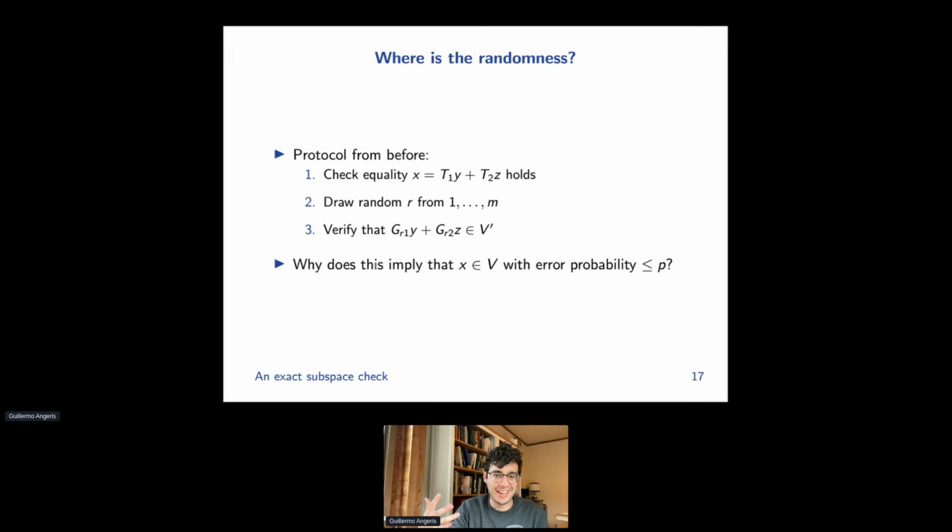So it's worth thinking about, right? Why does this weird protocol imply that x is in V with error probability less than or equal to some bound? Sorry, here's a question by Mahmoud.